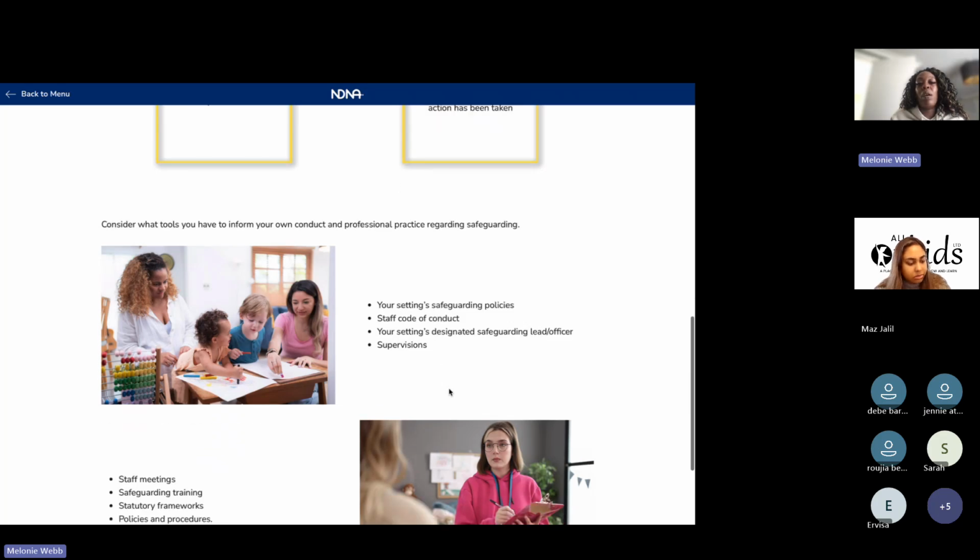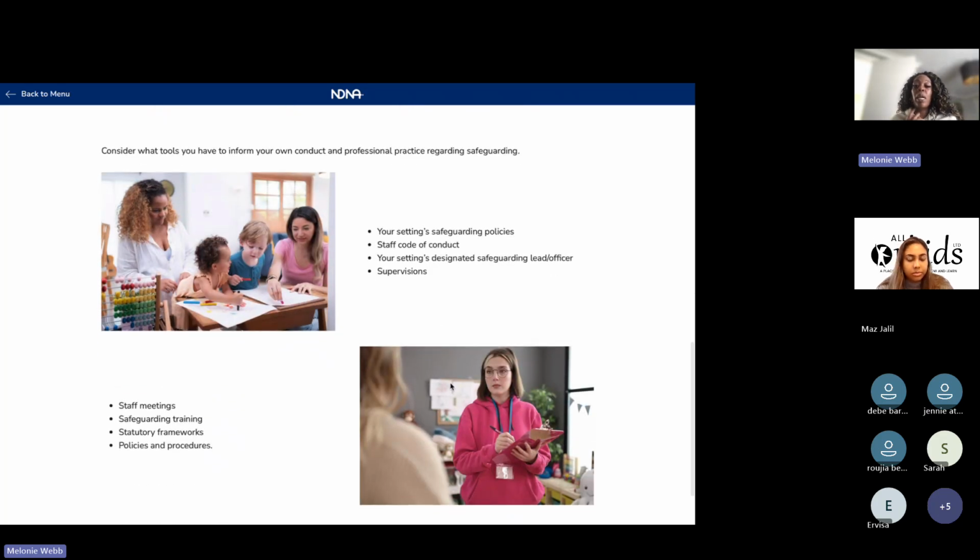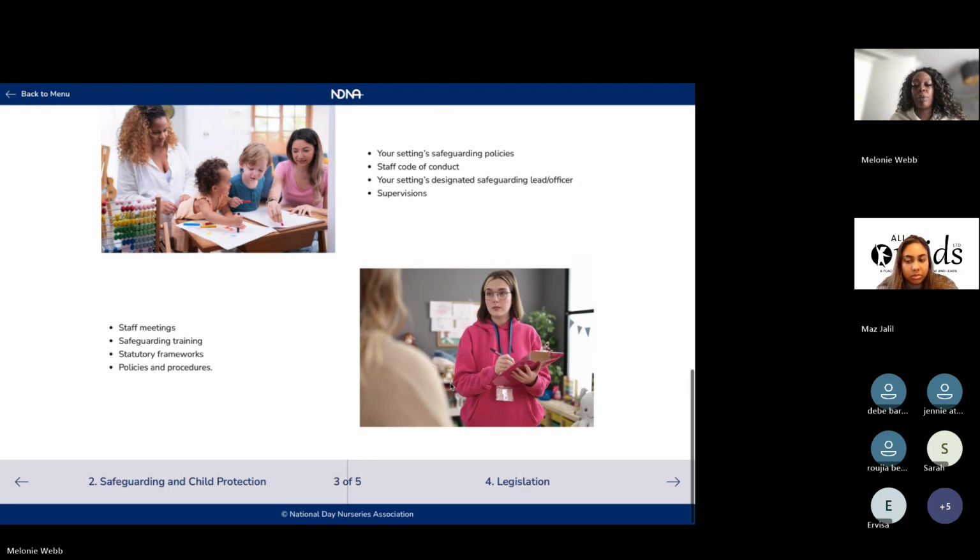So consider what tools you have to inform your own conduct and professional practice in safeguarding. We use our safeguarding policies, the staff code of conduct, as well as any information or any training that you receive within the setting. But we also use supervisions to question if you are concerned about any children, as well as staff meetings, safeguarding training, the frameworks that we look at, and policies and procedures.